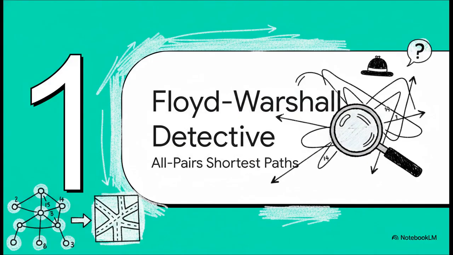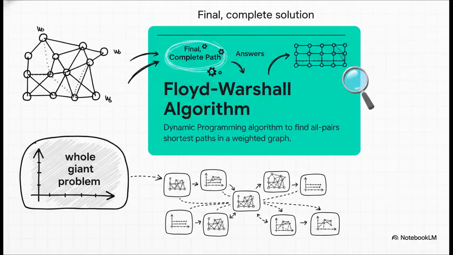And for a case this complex, you call in a specialist. Enter the Floyd-Warshall algorithm, our master detective, purpose-built for finding every single shortest path in a network. Okay, let's look at the official file on this guy. The key phrase you got to notice here is dynamic programming. Now, don't let that term scare you.